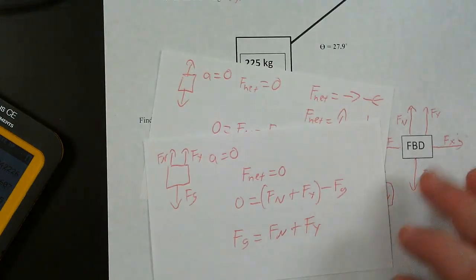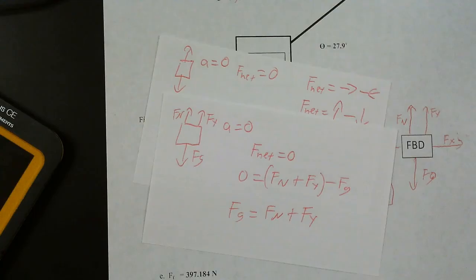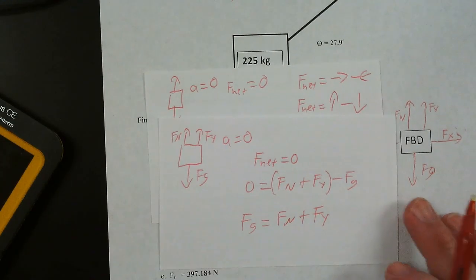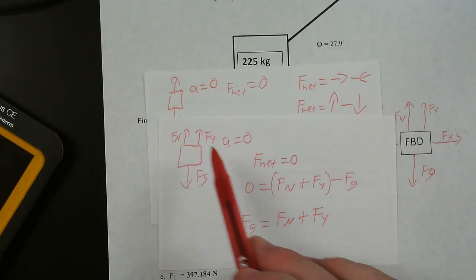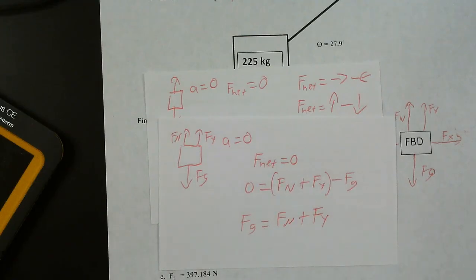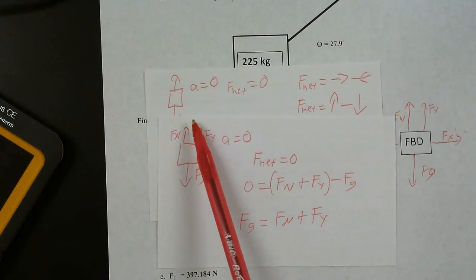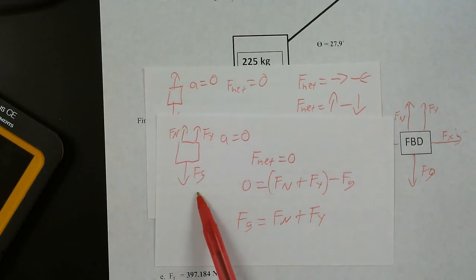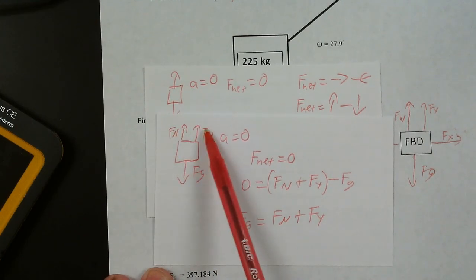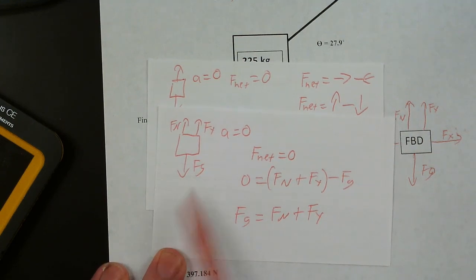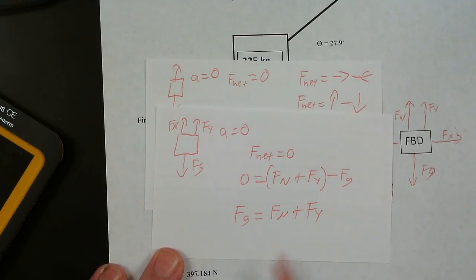which, if we're looking at the physics of this, should make sense. If I am not accelerating vertically, if I am pulling a box sideways along the ground, if it's not accelerating up or down, then that means the vertical forces up and down have to be balanced. My net force is 0. If my net force is 0, that means my forces are balanced. That means everything pointing up equals everything pointing down. That means Fn plus Fy has to equal Fg. Fg equals Fn plus Fy.